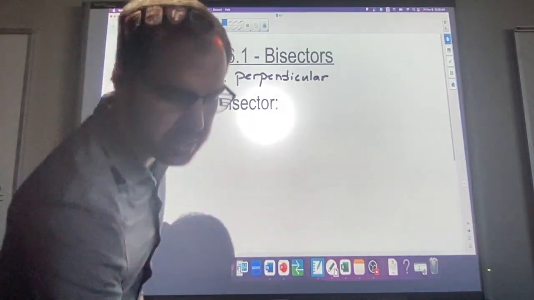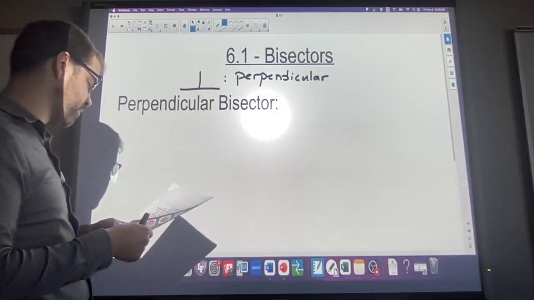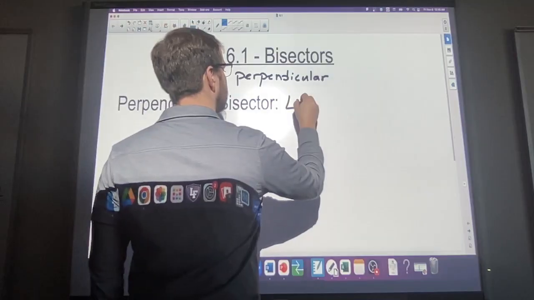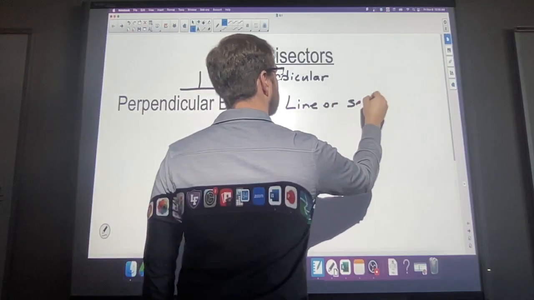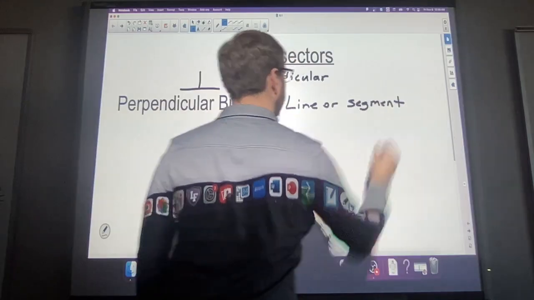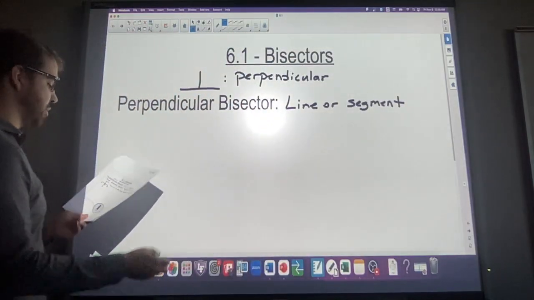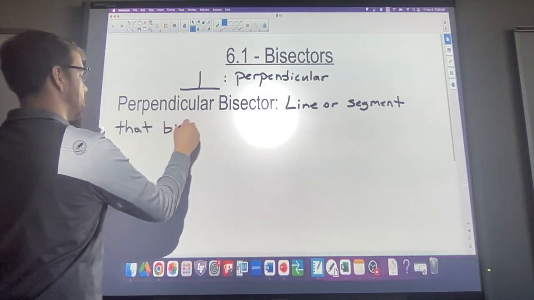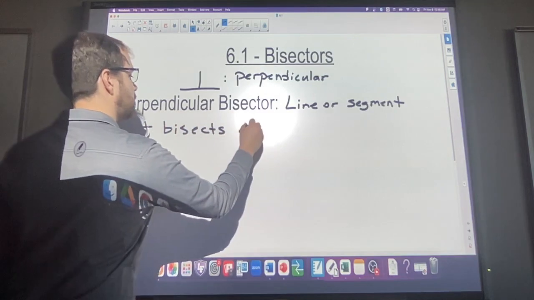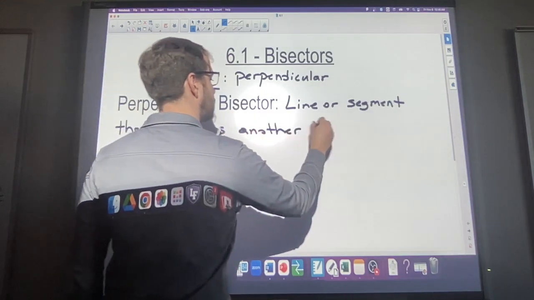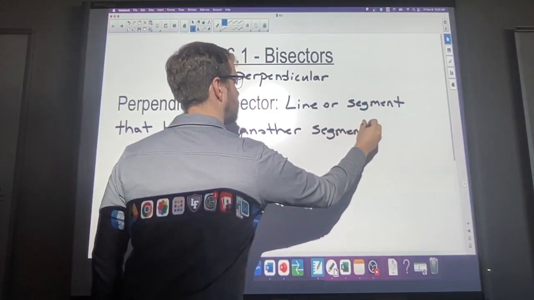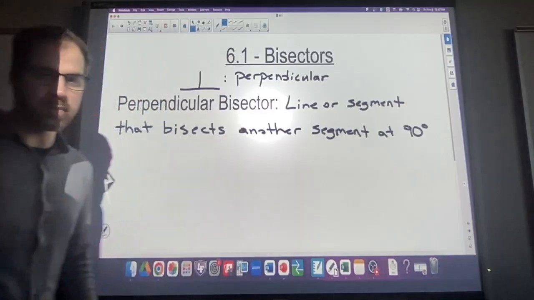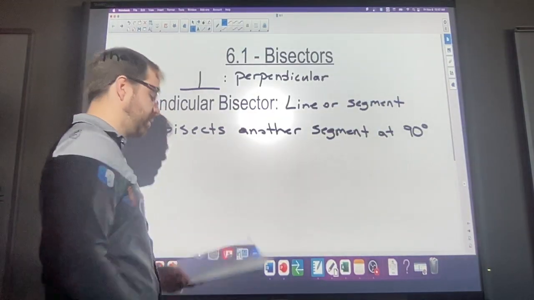Okay, so what is a perpendicular bisector? All right, just make sure I don't mess this up. So the definition is a line or segment that bisects another segment at 90 degrees. All right, it's got to be perpendicular, it's got to make 90, and it's got to cut it in half. Okay, that's what bisect means.